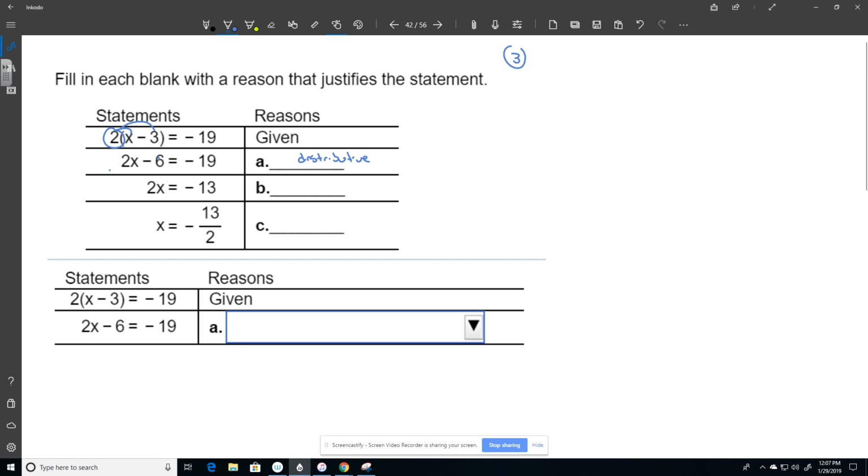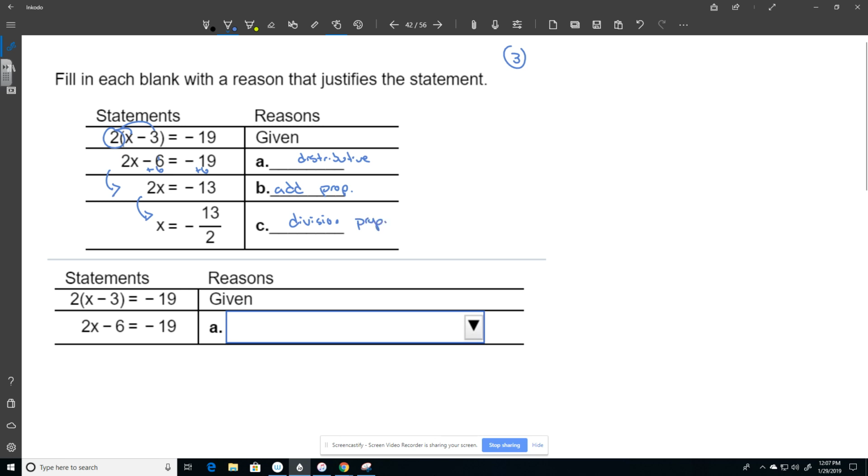To go from here to the next step, I've got a minus 6, and the opposite of minusing 6 is to add 6 to both sides. So they used the additive property of equality. And then to go from 2x minus 13 to get rid of that 2, we had to use the division property.